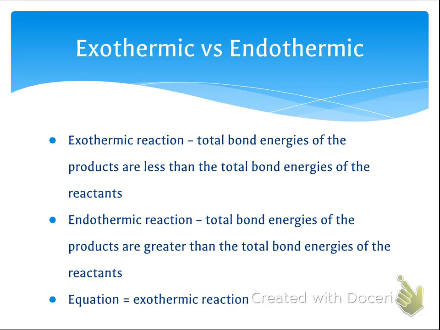We can also classify the chemical equation as exothermic or endothermic. An exothermic reaction is when the total bond energies of the products are less than the total bond energies of the reactants. However, an endothermic reaction is when the total bond energies of the products are greater than the total bond energies of the reactants. So with that being said, this reaction would be an exothermic reaction because the products have less energy than the reactants. Or to put it into simpler terms, heat is released from the reactants and that results in the products having less energy.